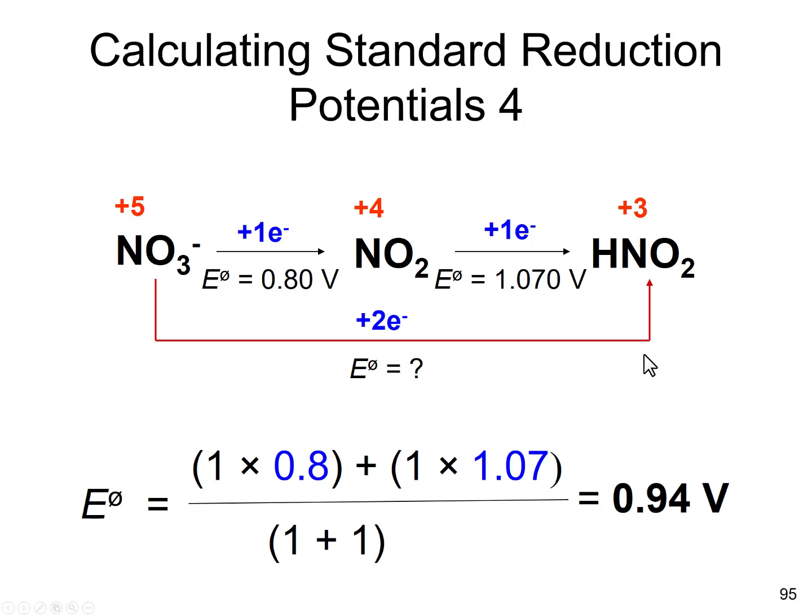Now, if we apply that shortcut to the aforementioned reaction, which means the reduction from nitrate anion all the way to the nitrite anion, then you have this simple calculation. 1 electron times 0.8 volt for the first potential, plus 1 electron times the second potential, which is 1.07 volts. And that overall is then divided by the total number of electrons being transferred, which is 2. And if you do that, you end up with the same value, which means 0.94 volts, which we have attained by addition of the free Gibbs energy.